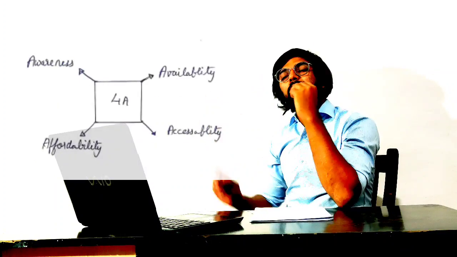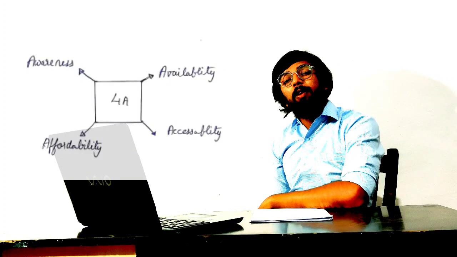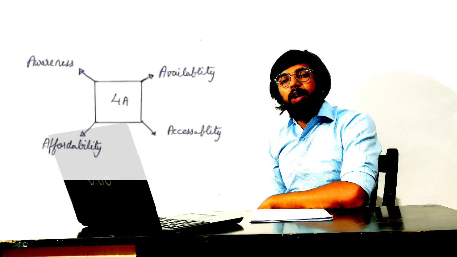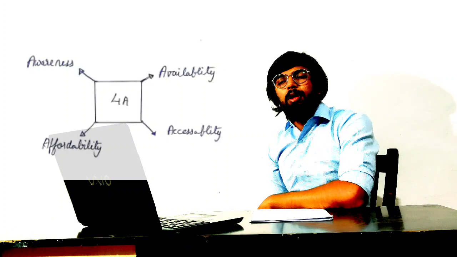What next can we do? What next can we have? Use small frameworks. What I mean by framework, as you can see in the pop-up, I have given two examples of frameworks. The first one is the 4A framework. What is this 4A framework? Availability, accessibility, affordability and awareness.